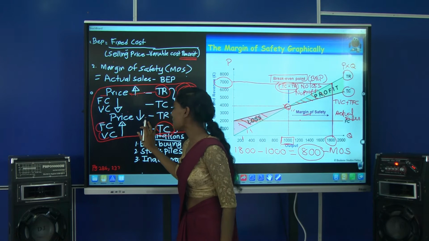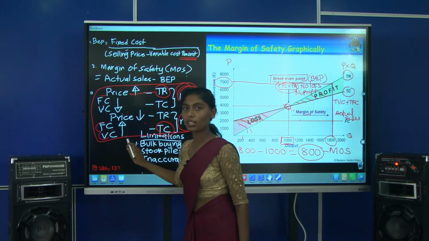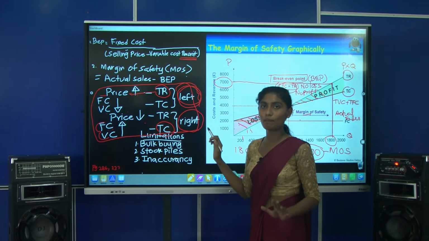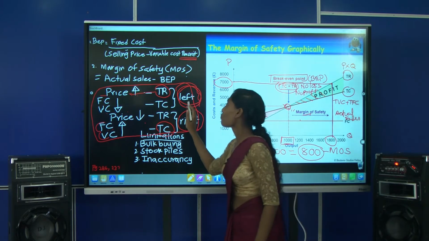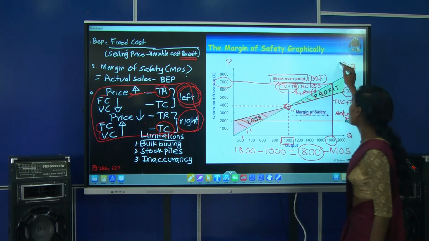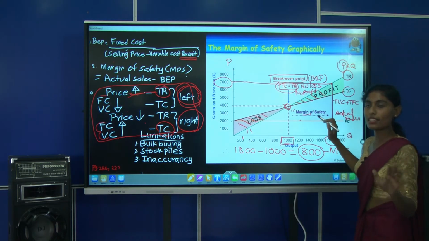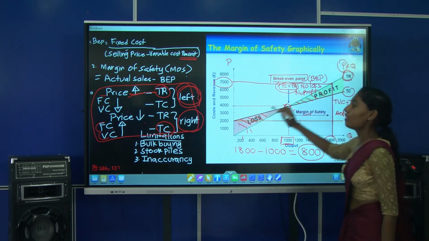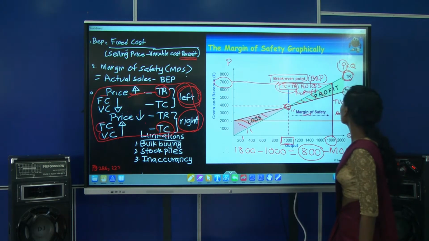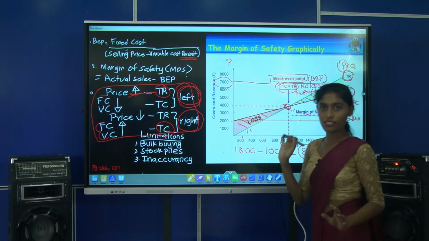And when the price decreases and the fixed and variable costs increase, there will be a rightward shift in the BEP. Right? So always the price, we always check with the revenue curve. Why is price here? Because we are always checking with the revenue curve. And the cost, total revenue and total cost, we are always checking with the total cost curves.